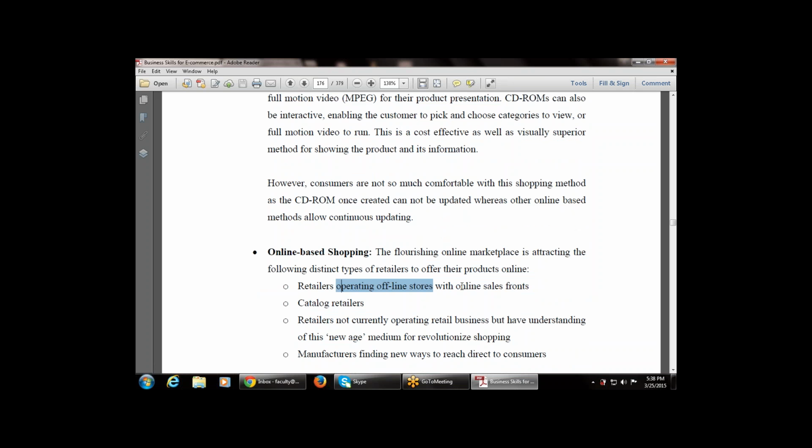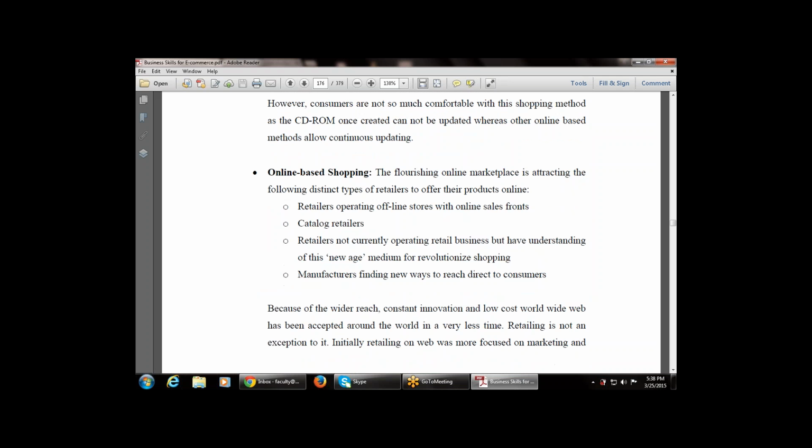Retailers operating offline stores with online sales fronts. Then catalog retailers, and retailers not currently operating retail businesses but with an understanding of this new age medium to revolutionize shopping. Manufacturers finding new ways to reach consumers directly. Because of its wider reach, constant innovation and low cost, the World Wide Web has been accepted around the world in a very short time.